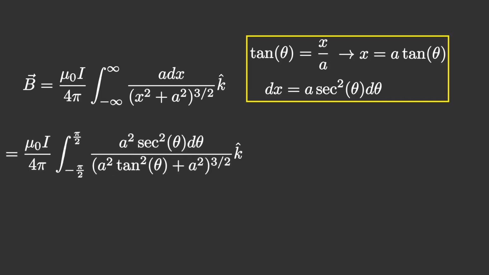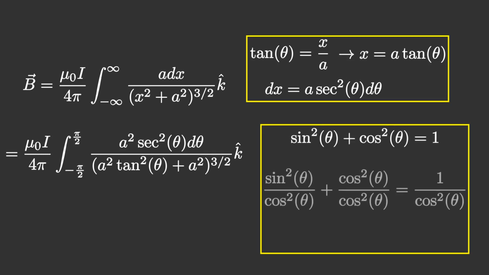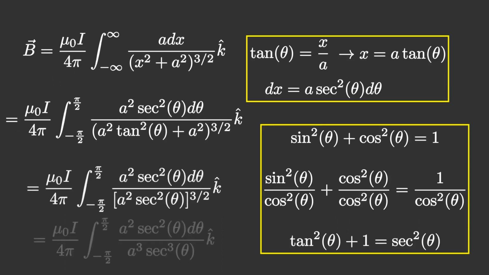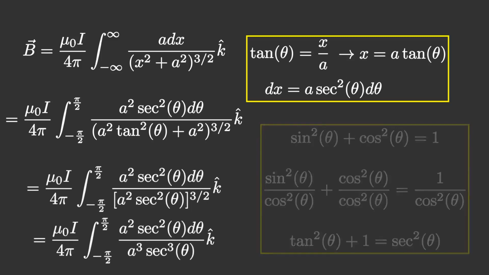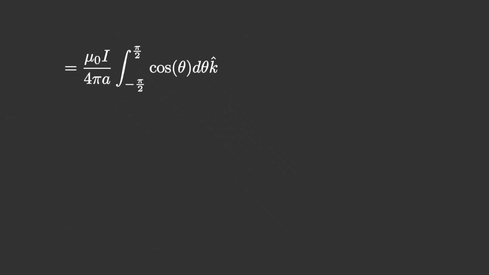To simplify this integral even more, if we take another trig identity, sine squared plus cosine squared equal to 1, and we divide the entire equation by cosine squared theta, we get another trig identity, tangent squared theta plus 1 equal to secant squared theta. We have another useful trig identity to simplify this problem. Now the only thing to do next is to insert this trig identity into our integral and simplify from there. And look at that. We have a pretty simple integral to solve now.